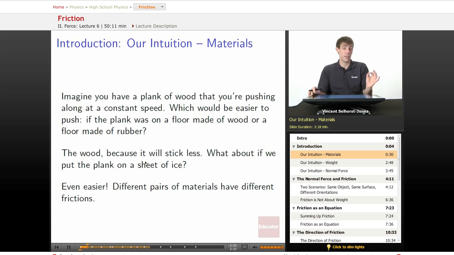Okay, different pairs of materials. That's an important thing to keep in mind. It's not just one material, it's the pair of it. If we'd had a rubber plank on top of that rubber floor, we would have experienced even more friction. If we'd had an ice plank on top of that ice floor, it would have been the least of all. It's the pair together that gives us the friction between them.